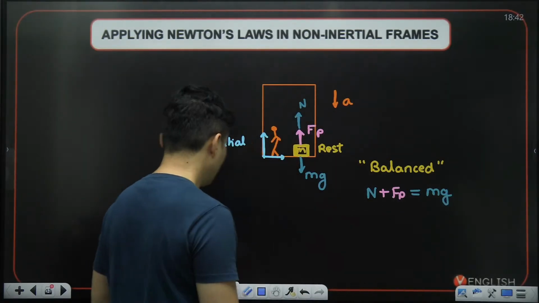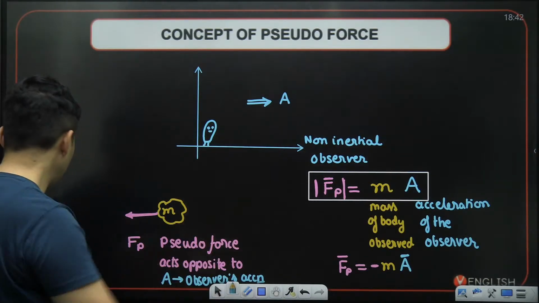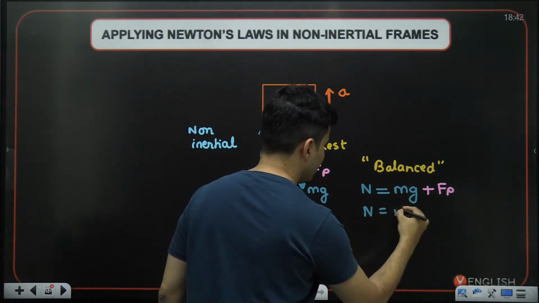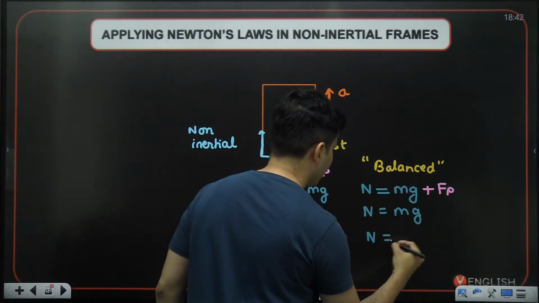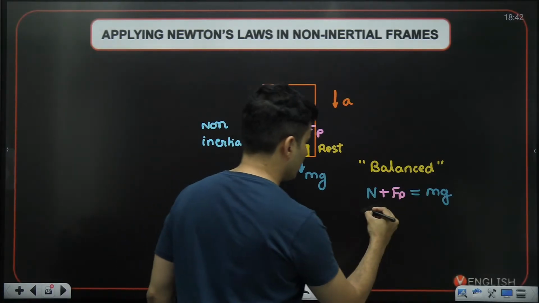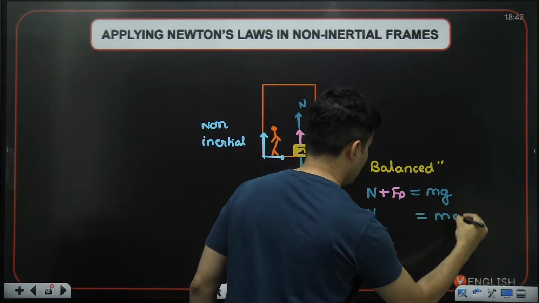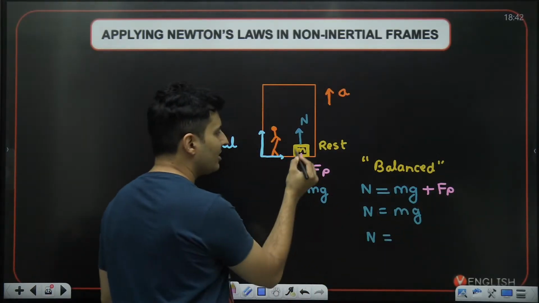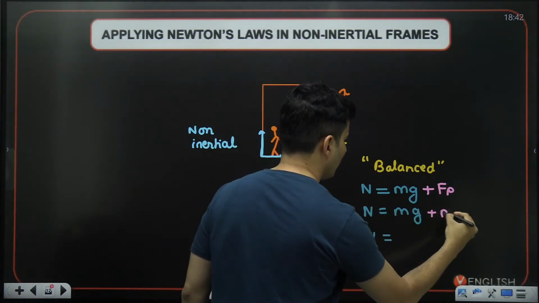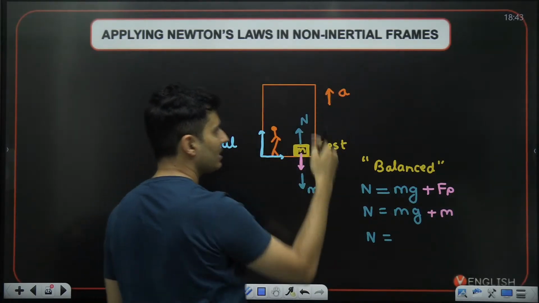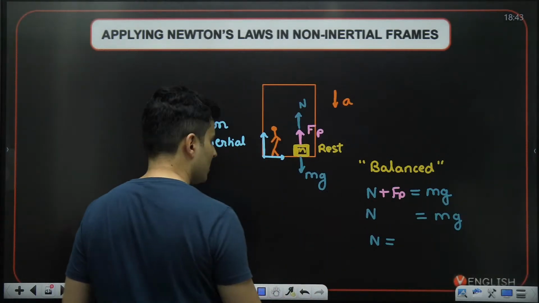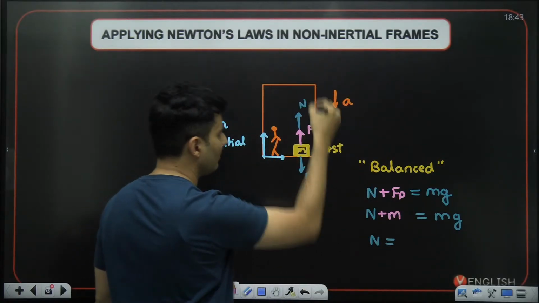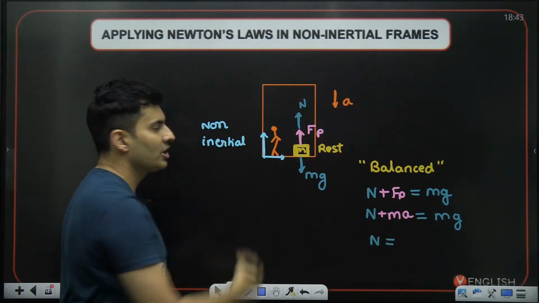What is the value of Fp? We just saw it. The value of pseudo force is mass into acceleration of the observer. Over here, this N is as it is, this mg is as it is, and we'll finally get the value of N. Pseudo force is the mass being observed, which is small m, into the acceleration of the observer, which is A in this case. Same situation here. The acceleration of the observer is A.